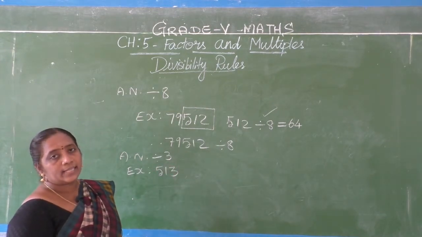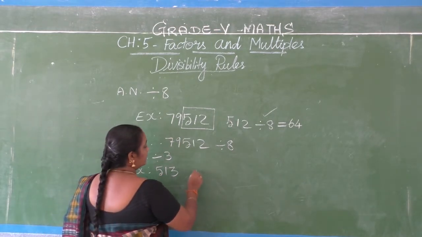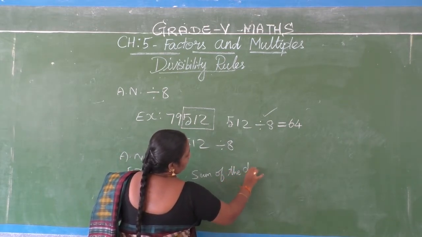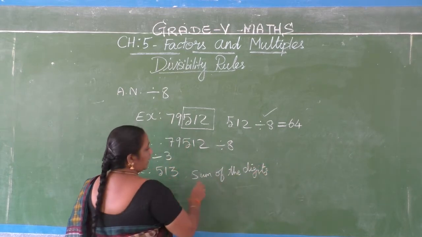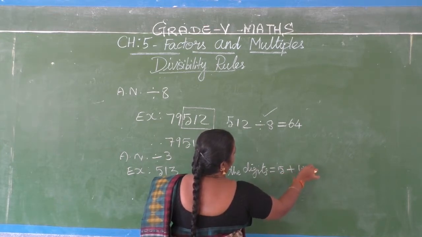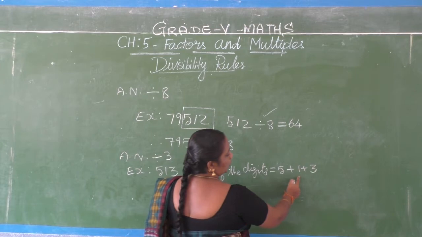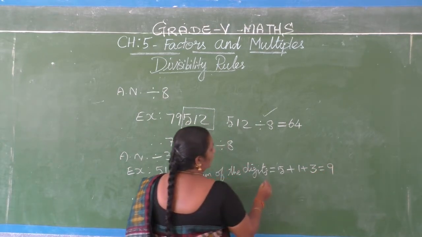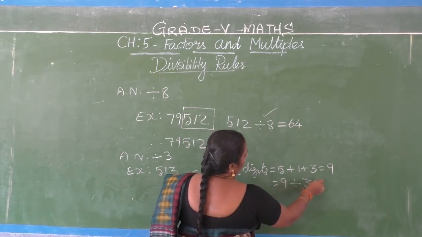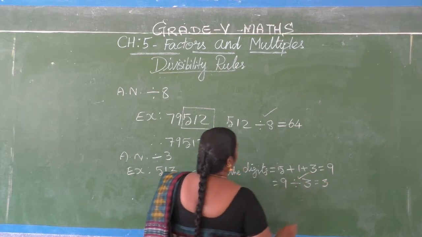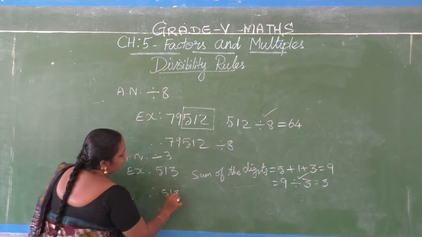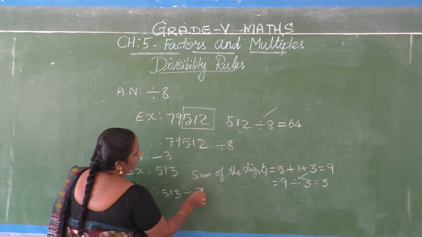Okay, sum of the digits. What is the sum of the digits here? Sum means addition, is it or not? 5 plus 1 plus 3. So the sum of the digits is 5 plus 1 is 6, 6 plus 3 is 9. Now I am going to check whether this is divisible by 3 or not. 9 divided by 3, 3 3s are 9. So this will be divisible by 3. Therefore this 513 is divisible by 3.